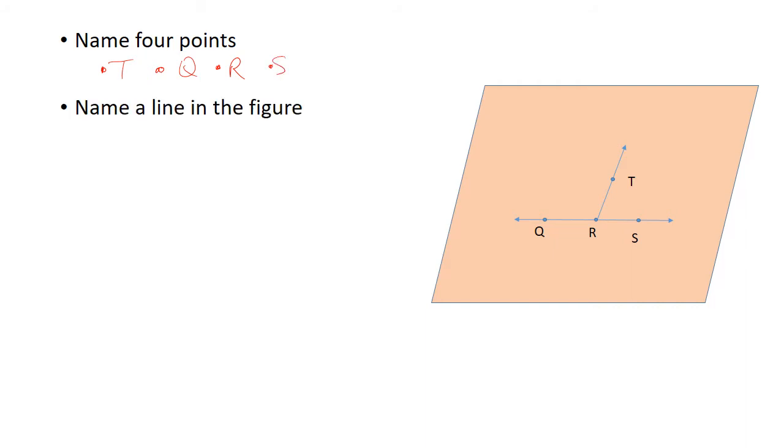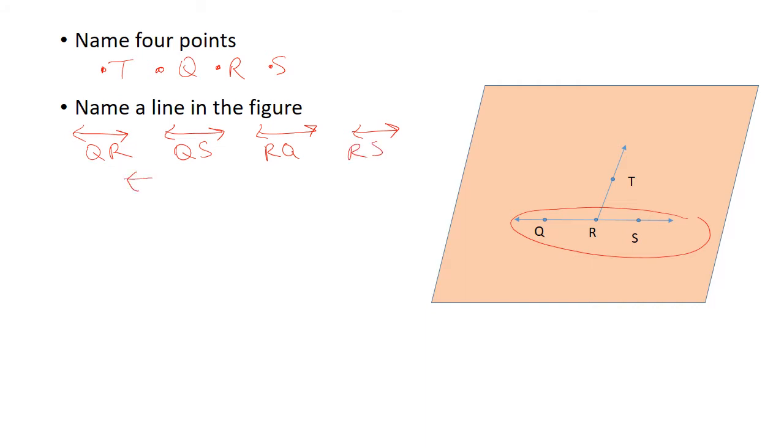I want you to name a line in the figure. So remember, the line only has to have 2 points in it. So there are several different ways you could name this line right here. You could call this line QR. You could call it QS. You could call it RQ. You could call it RS. Or you could call it SR.